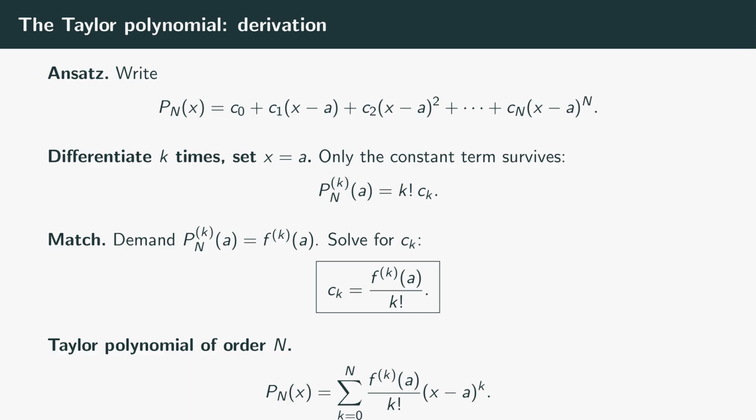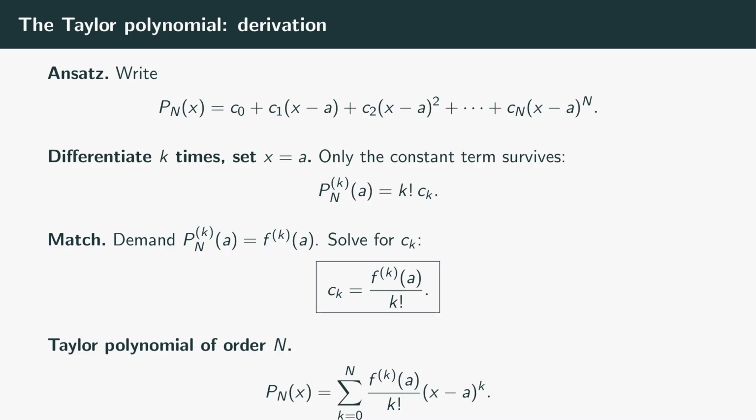Time for the derivation. Suppose such a polynomial p sub n exists. Write it in powers of x minus a, p sub n of x equals c sub 0 plus c sub 1 times the quantity x minus a, plus c sub 2 times the quantity x minus a squared, and so on up to c sub n times the quantity x minus a to the n. The coefficients c sub k are what we want to find.